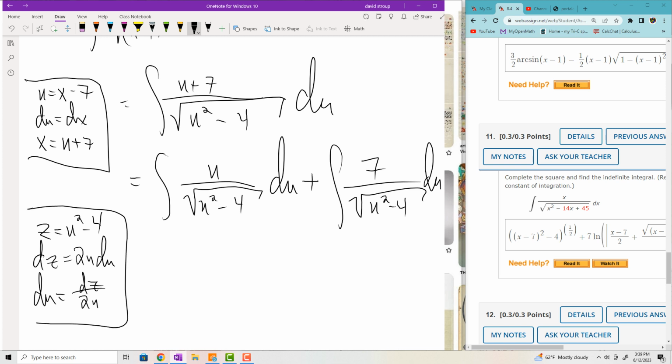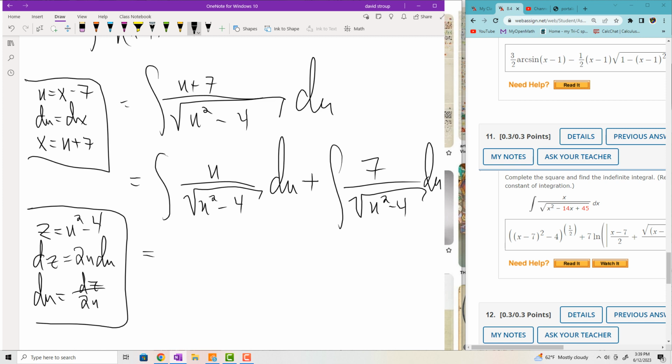The second integral kind of looks like an arc sine, but it's not. Arc sines are always like 4 minus u squared. It looks more like a secant. But if it was a secant, it would have a u out in front in that denominator. It'd be u, then the square root of u squared minus 4, and it's just not that. So you kind of are forced to do a trig sub.